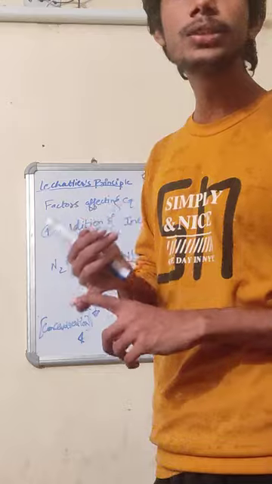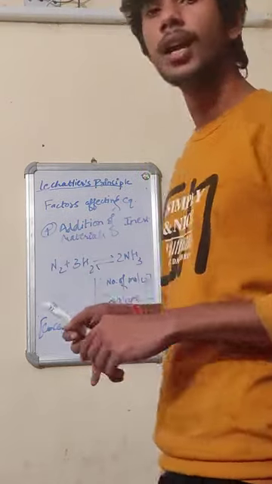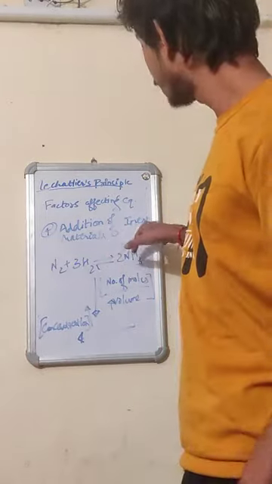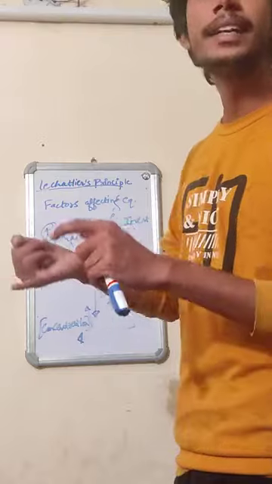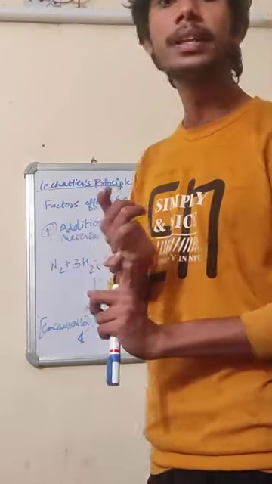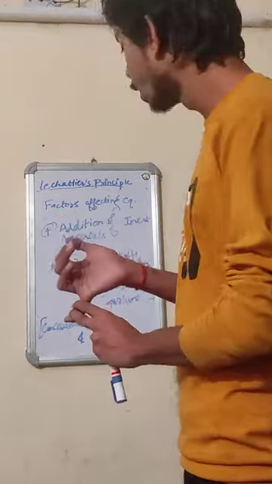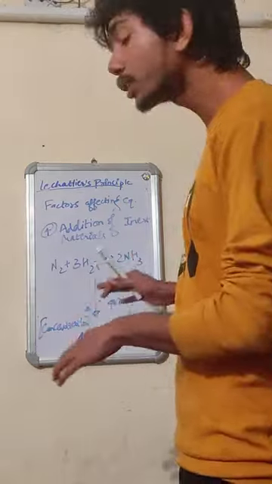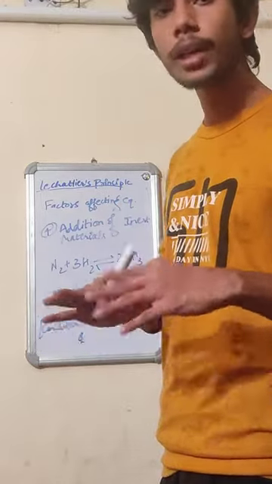Okay? And for the last, addition of inert material. So there are two cases: constant volume and constant pressure. Whenever there is a constant volume, the property of inert material is that it doesn't react with reactant, neither with product. So basically it just increases the volume, but at constant volume there is no increase or decrease in volume, so it will have no effect.